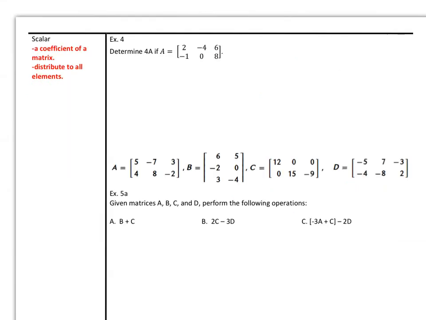We have a slight introduction with multiplication by involving a scalar with our matrix. A scalar is simply a coefficient of the entire matrix. If it's out in front of the capital letter, you'll simply distribute it to all of the elements on the inside. It says determine 4A if A is the matrix 2, -4, 6, -1, 0, 8. Remember again, A has 2 rows and 3 columns. So it is a 2 by 3 matrix.